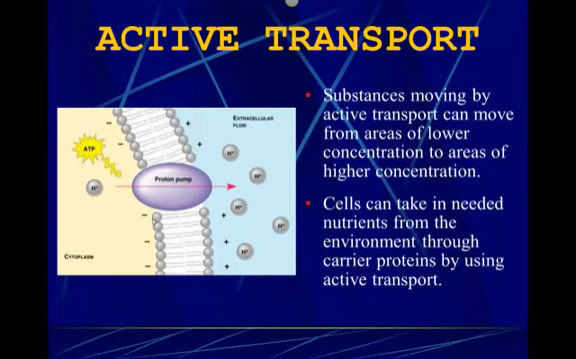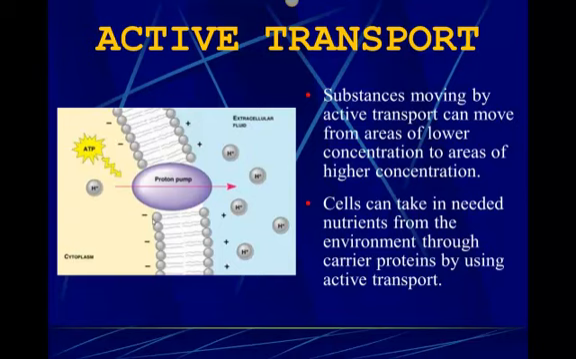Substances moving by active transport can move from areas of lower concentration to areas of higher concentration. Cells can take in needed nutrients from the environment through carrier proteins by using active transport. Another good example would be a plant that you're growing in a pot. They need certain minerals. So let's say they need potassium. They're going to absorb that potassium with the water into the root cells. But eventually they're going to have more potassium in the root cells than left in the soil because they keep taking it out, keep taking it out. Well, they still need the potassium.